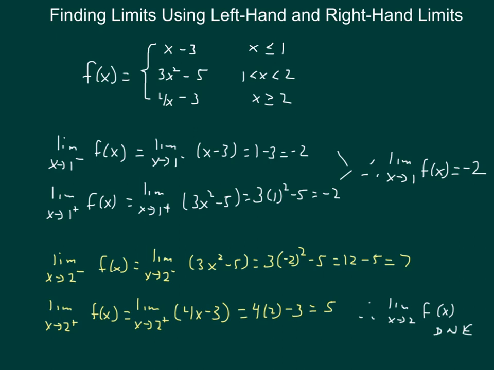When I take the limit as x approaches 2 from the right, I'm putting in numbers that are slightly bigger than 2. That means I'm going to be using this third piece. That's going to equal the limit as x approaches 2 from the right of 4x minus 3. And again, by direct substitution, I get 4 times 2 minus 3, which is 5. Well, in this case, the left-hand limit and the right-hand limit do not equal each other. So therefore, I would say the limit as x approaches 2 of f of x does not exist.